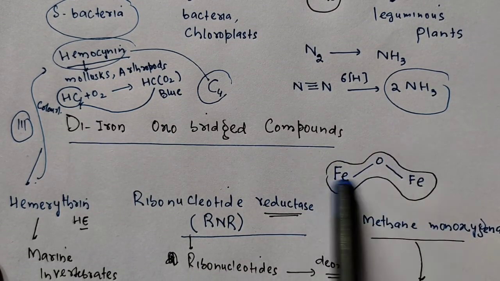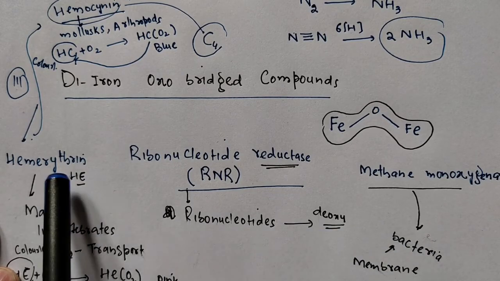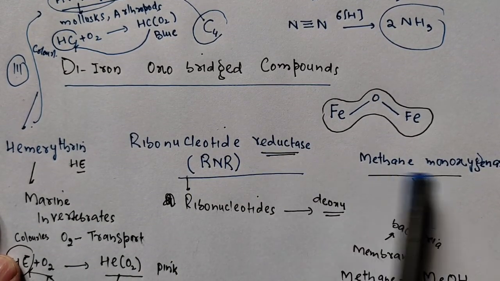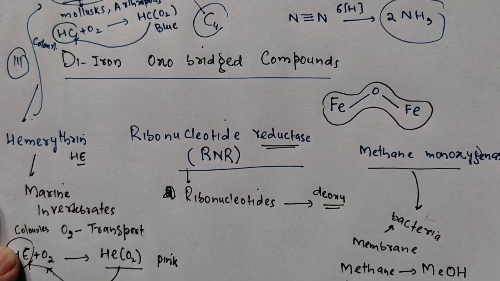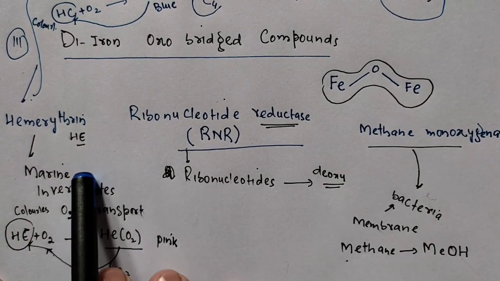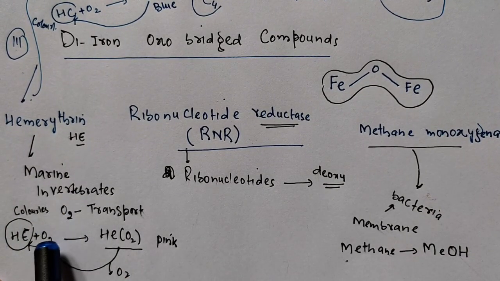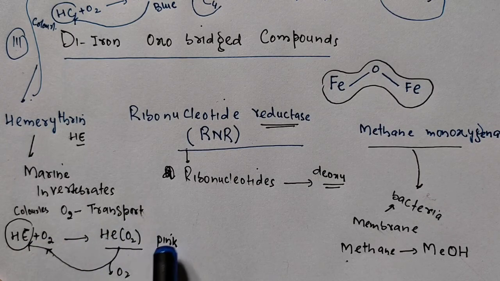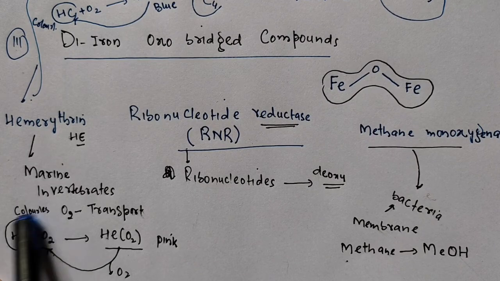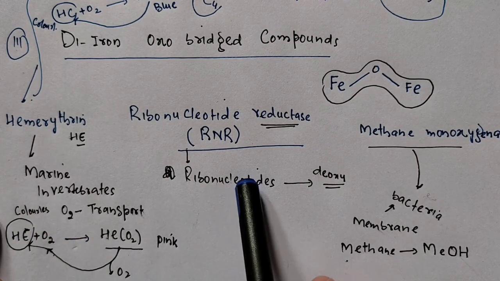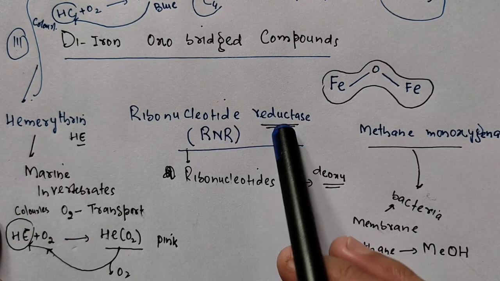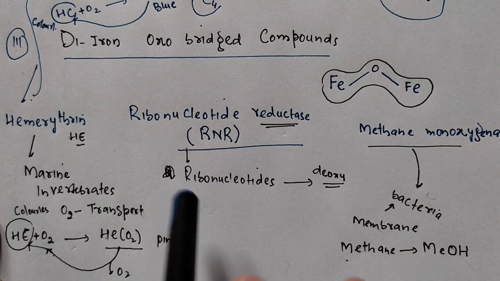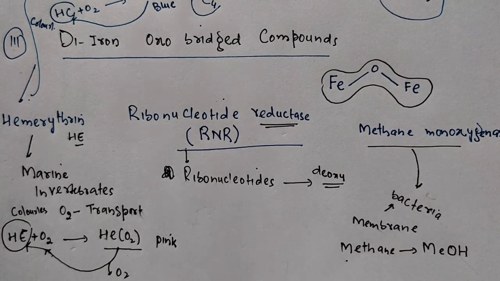This type of linkage they have. So we have hemerythrin, ribonucleotide reductase, and methane monooxygenase. Hemerythrin is present in the invertebrates. In the oxidized or oxygenated form it is pink, but when it is isolated, it is colorless. Okay? So ribonucleotide reductase, the word suggests what this enzyme does. It converts the ribonucleotides into the deoxy form.